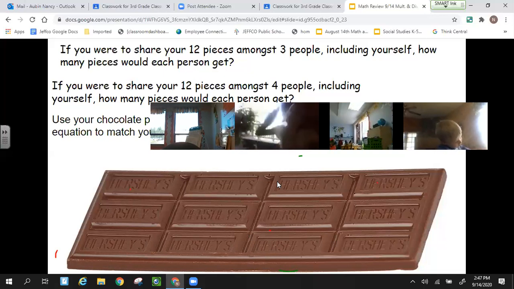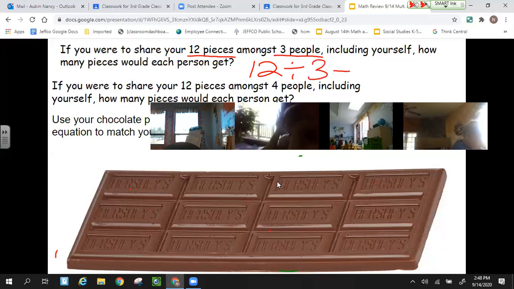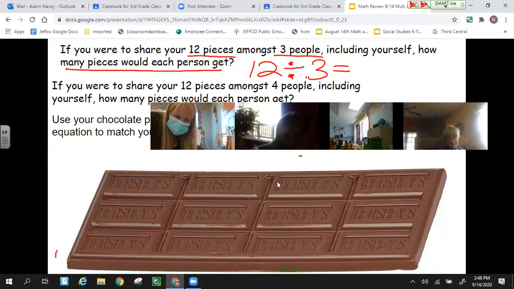So as I come around, it looks like we're not sure how we would write a division problem. I bet you know it and you don't even realize it. Let's go back to the problem. If you were to share 12 pieces, what's the big number? 12. And you divided it amongst how many people? 3. The question is, how many pieces would each person get? If you take your 12 pieces, you divide them by 3 people, how many are they going to get? Write it in the chat box if you know the answer, or hold up your board.